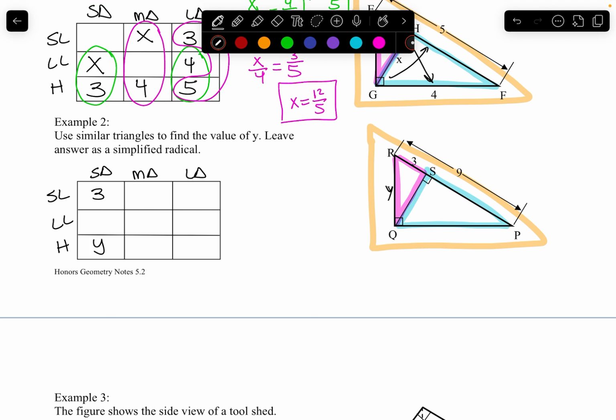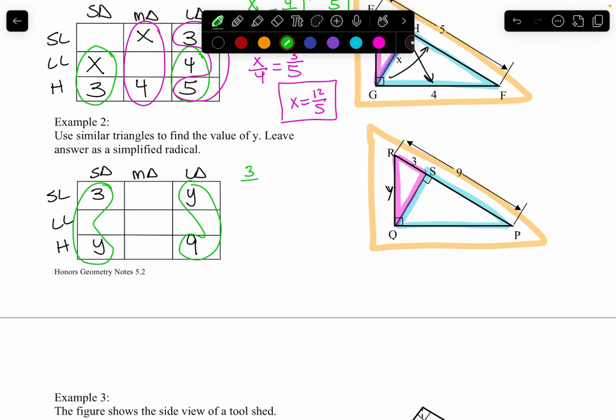That's supposed to be a Y. I do not have the long leg. In my medium triangle, I do not have my short leg, my long leg, or my hypotenuse. I don't have anything, so I'm going to leave that whole column blank for now. And then in my large triangle, the short leg is Y. I don't have the long leg, and then I know that the hypotenuse is 9. And so this one is just already set up for me.